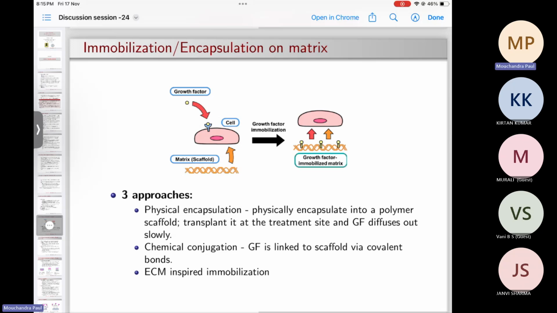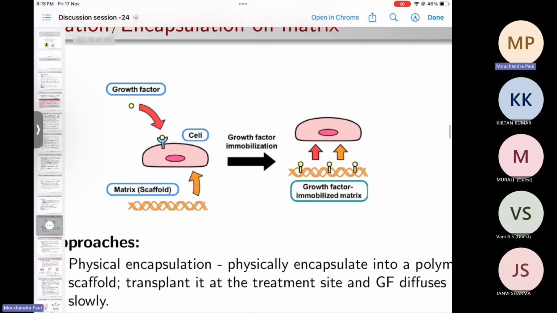So the first approach, as I said, is that we can immobilize or encapsulate our growth factors onto a matrix. In this image, what I'm trying to say is that the cell has a receptor. When growth factor is there, it will respond to it.